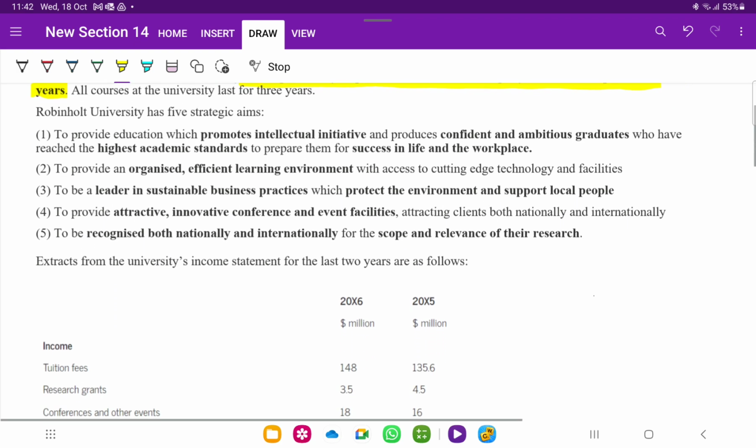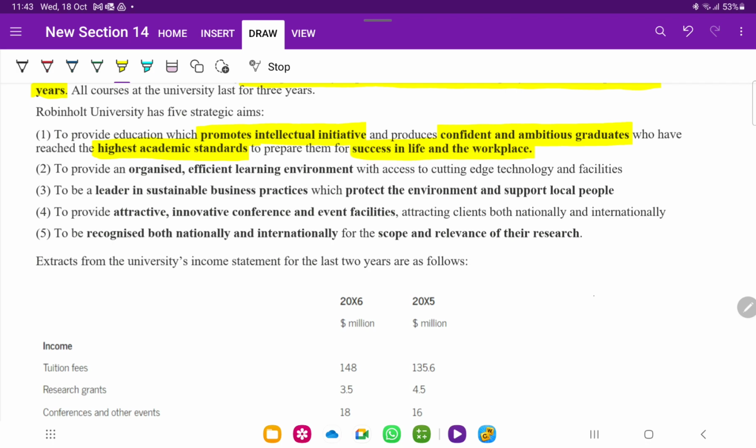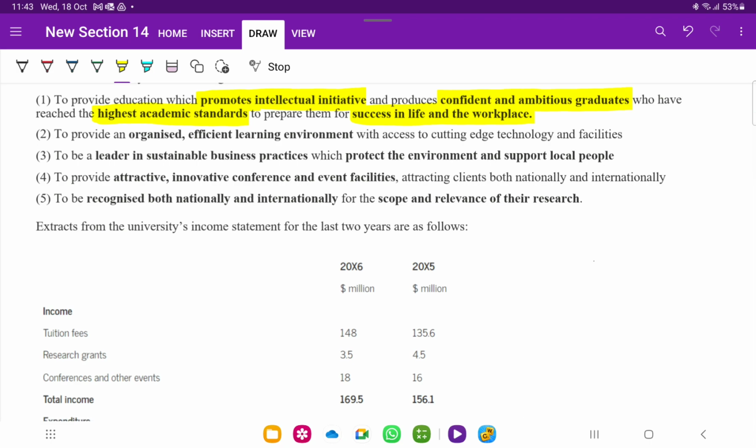The university has five strategic aims. The first aim is to provide education which promotes intellectual initiatives, right? So it's kind of critical thinking, and produces confident and ambitious graduates who have reached the highest academic standards to prepare them for success in life and at the workplace. So you are trying to build some critical thinking elements among students. You want your students to be confident, ambitious, and you want them to be successful in their life and workplace, definitely.